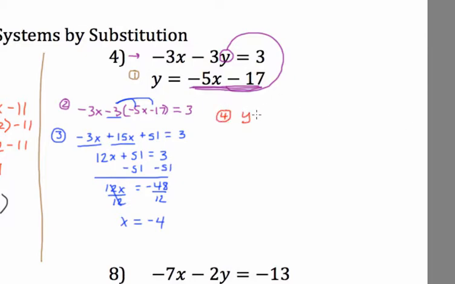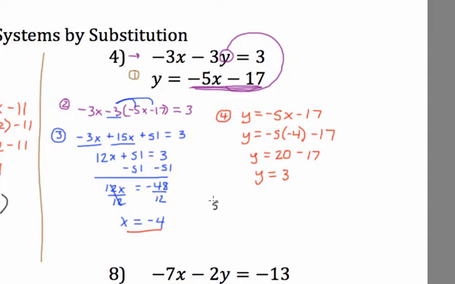Take one of your original equations. Doesn't matter which one. You know that x is negative 4, so sub that in. Negative 5 right next to negative 4 means to multiply it. A negative times a negative is a positive. So positive 20 minus 17. So y is 3. Last step, write your answer. The x-coordinate is negative 4. The y-coordinate is 3. There's the answer.